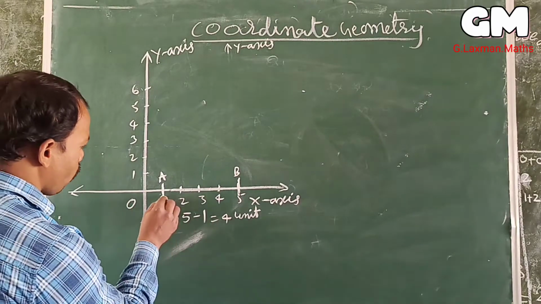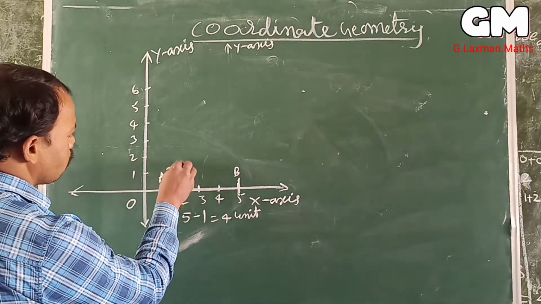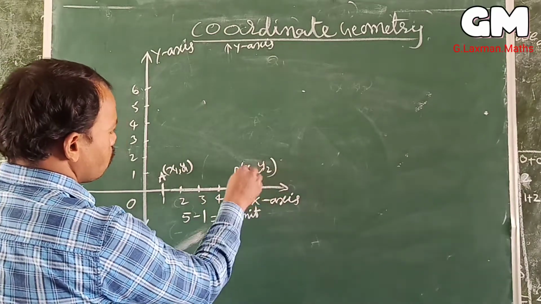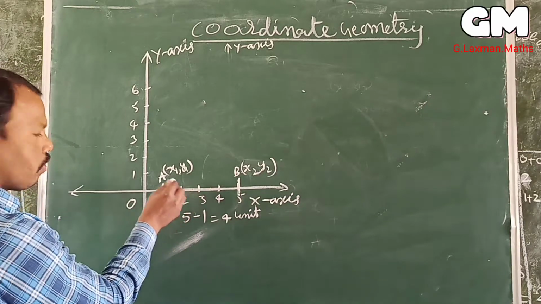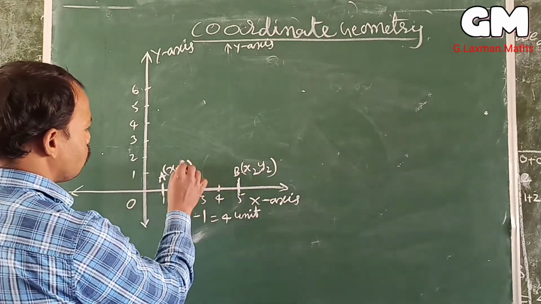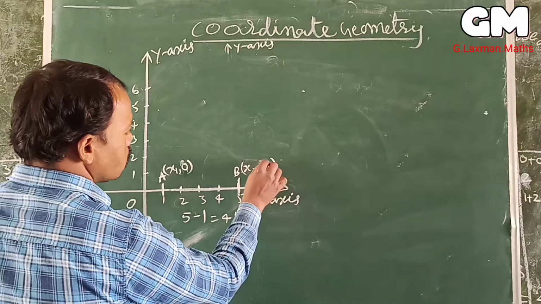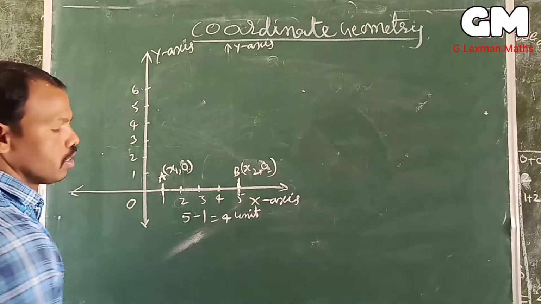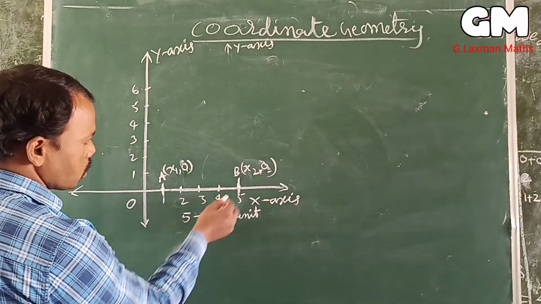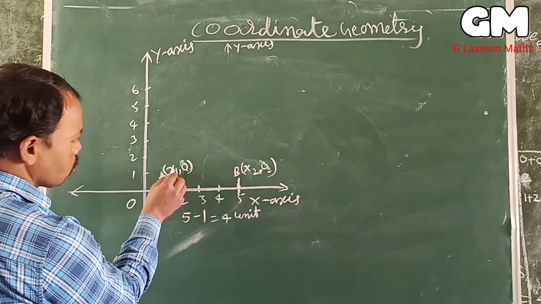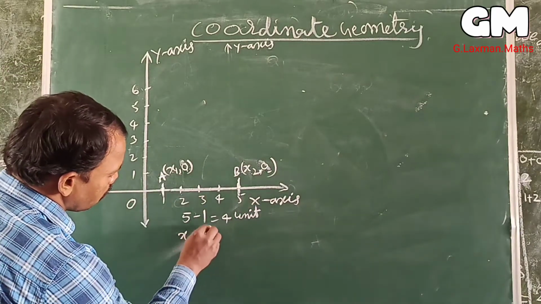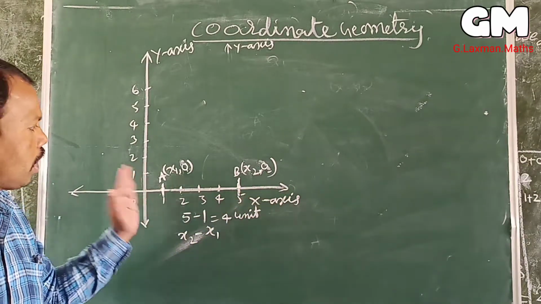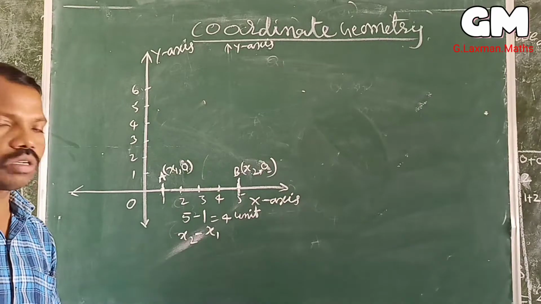If you take the points here, A is (x1, y1) and here (x2, y2), the y coordinate is 0. The y coordinate on the x-axis is 0, and here the y coordinate is also 0. So the points are (x1, 0) and (x2, 0). To find the distance, 5 minus 1: what is 5 here? x2. And what is 1? x1. So x2 minus x1.